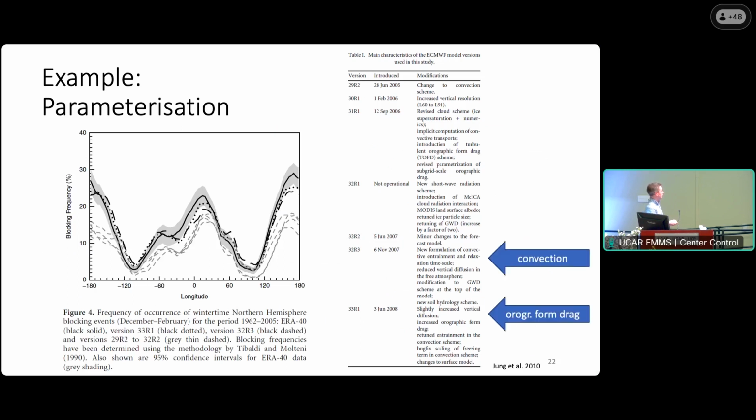And two things came out. It was orographic drag, and it was the convection scheme, which is very interesting because this is a result from 2010. And I think since 2010, our understanding of the role of moist diabatic processes for blocking has improved very much and is very consistent with this early result. And also note that we have a session on these processes later today in the meeting.